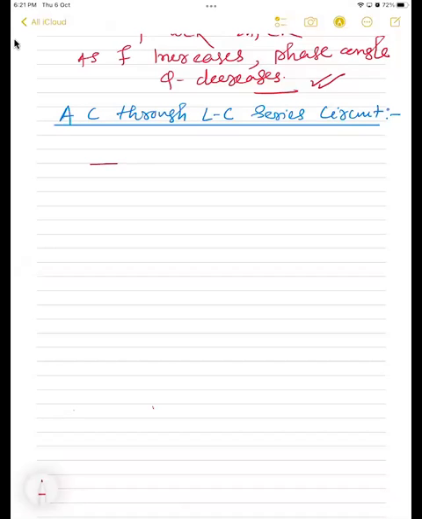Let's see next, AC through an LC series circuit, right? This is the inductor, this is the capacitor, and we're giving the AC. That is E, this is L, and this is C. Voltage drop across the inductor, let it be VL, and voltage drop across the capacitor, let it be VC. Correct?